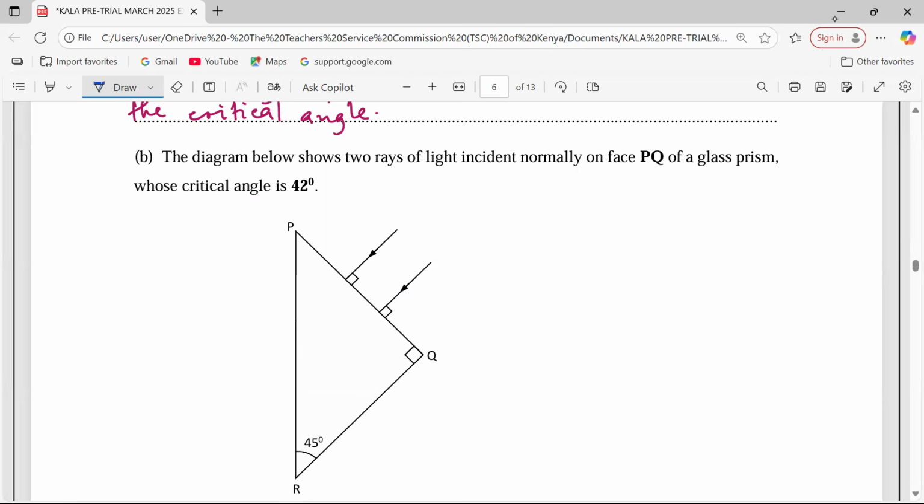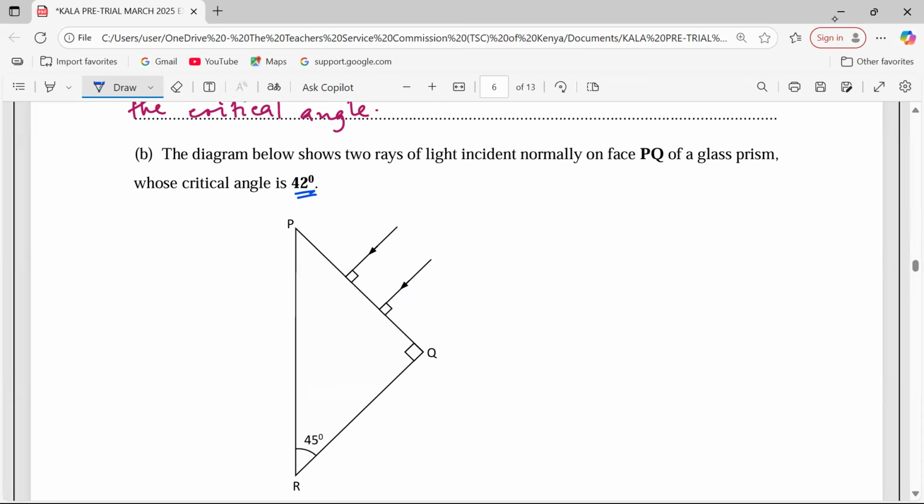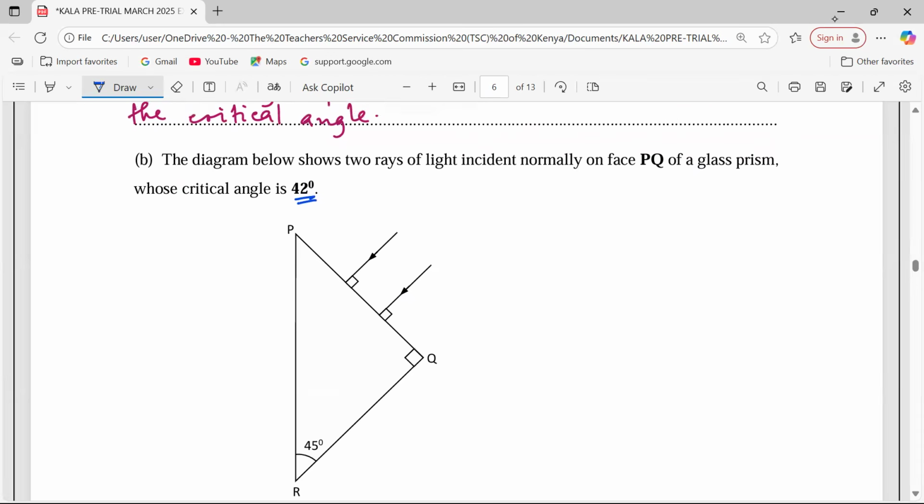Whose critical angle is 42. Remember, this is 90 degrees, according to the sample there. This is 45, so automatically this is a 45. That's something I want you to understand first. That one is a 45.